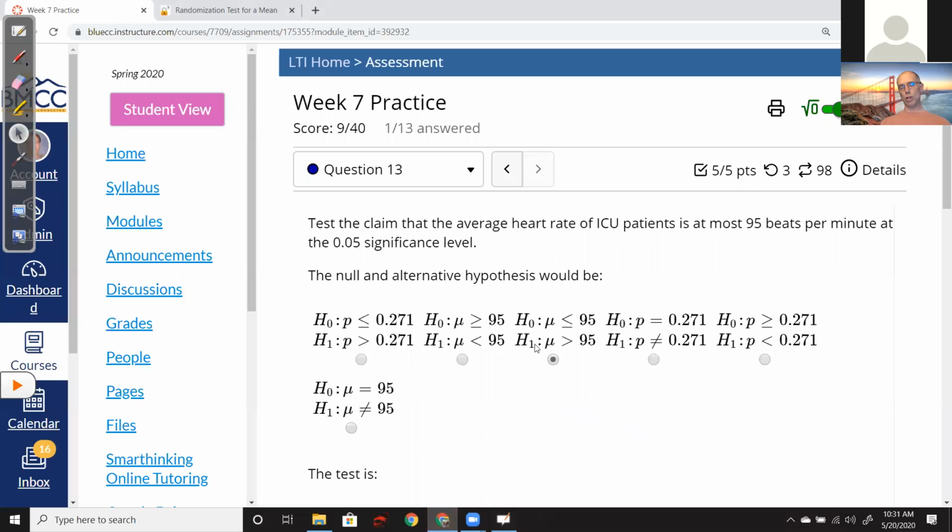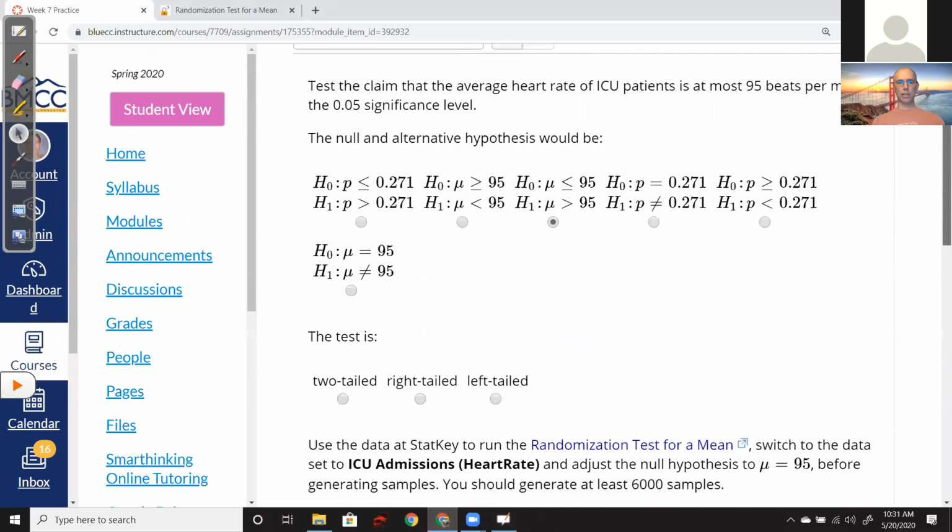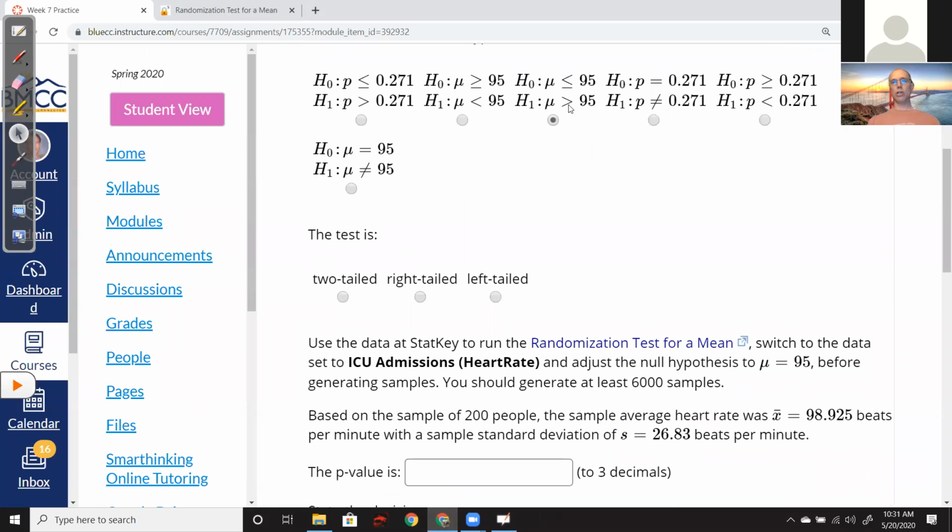And they're using a little 1 instead of an A, which is fine. Okay, what else do we got? This is because of the alternative being greater than a right tail test. And then, oh, no, stop it. Page is freaking out.